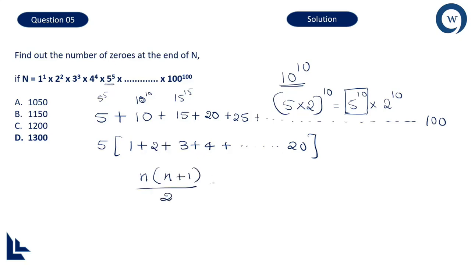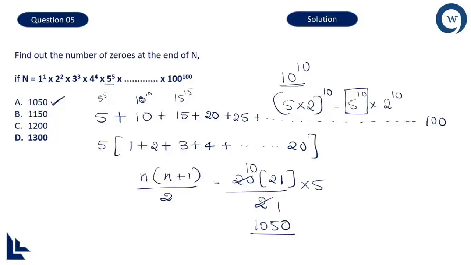Now we have 20 numbers, right? So the sum becomes 20 into 20 plus 1 is 21 divided by 2, and this into 5 is there, and that's why I'm writing this 5 as well. So 2 1s are 2, 10s are 10, you'll get 210 into 5, which is nothing but 1050. Many people might stop here and say the answer as option A, and that is why I'm telling you aptitude is so tricky.